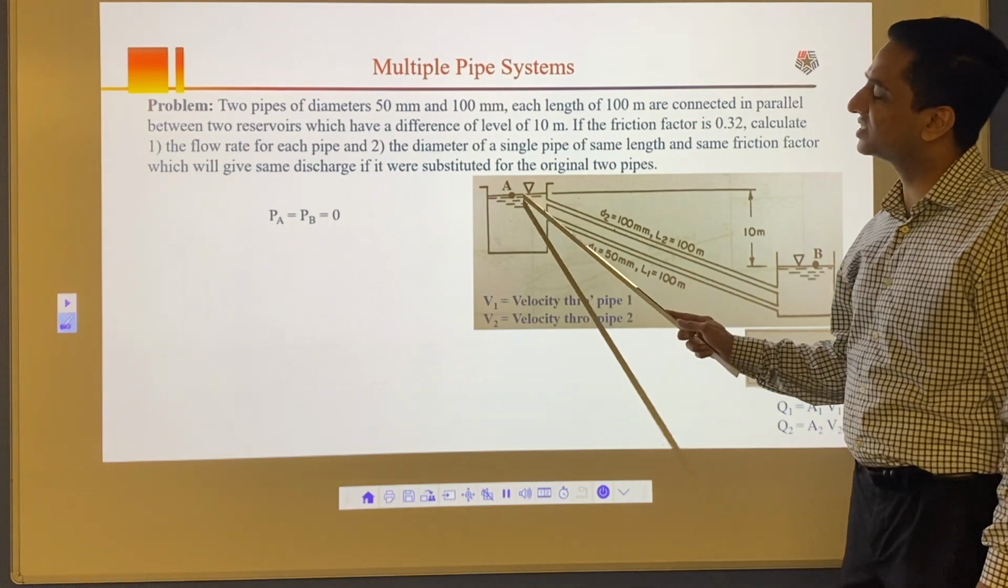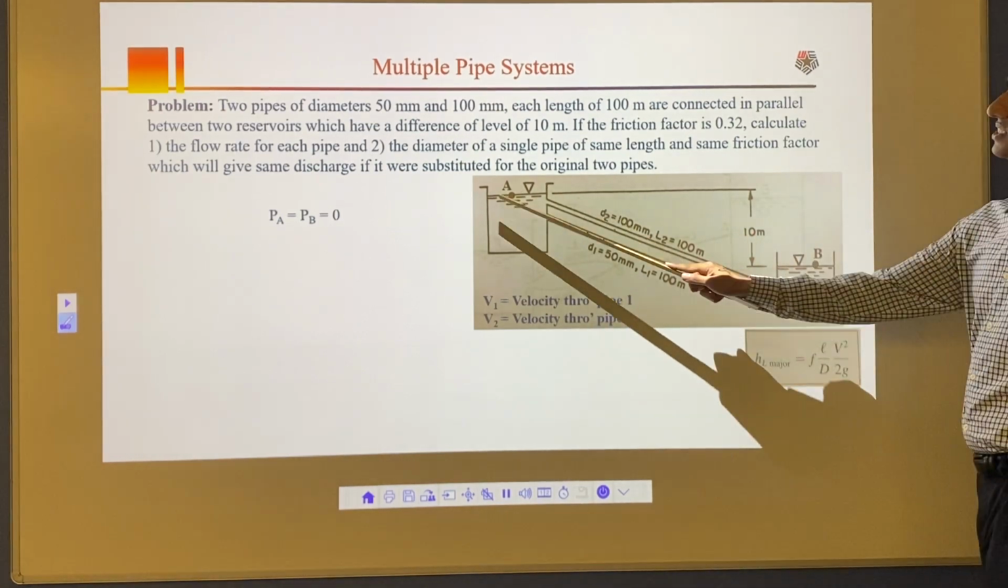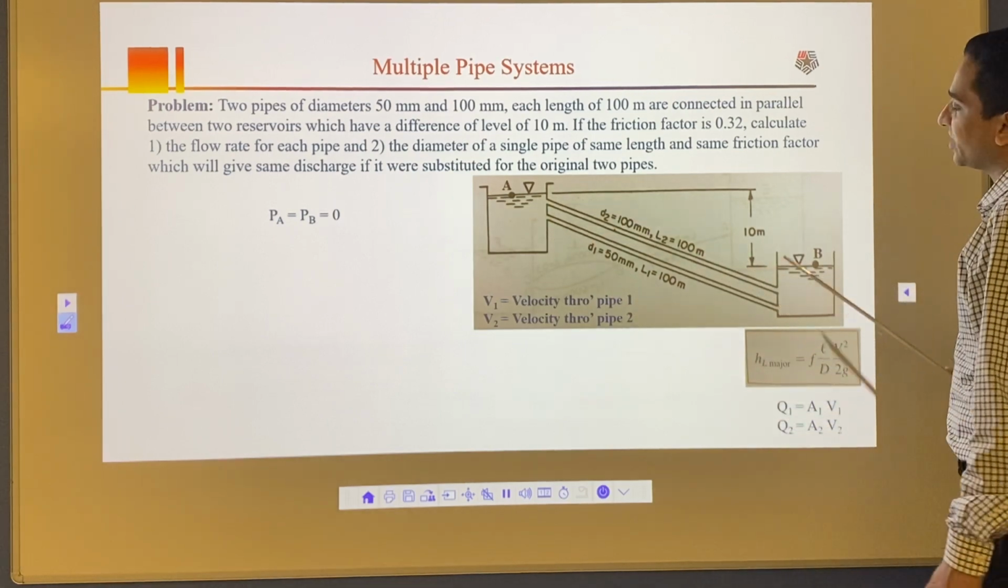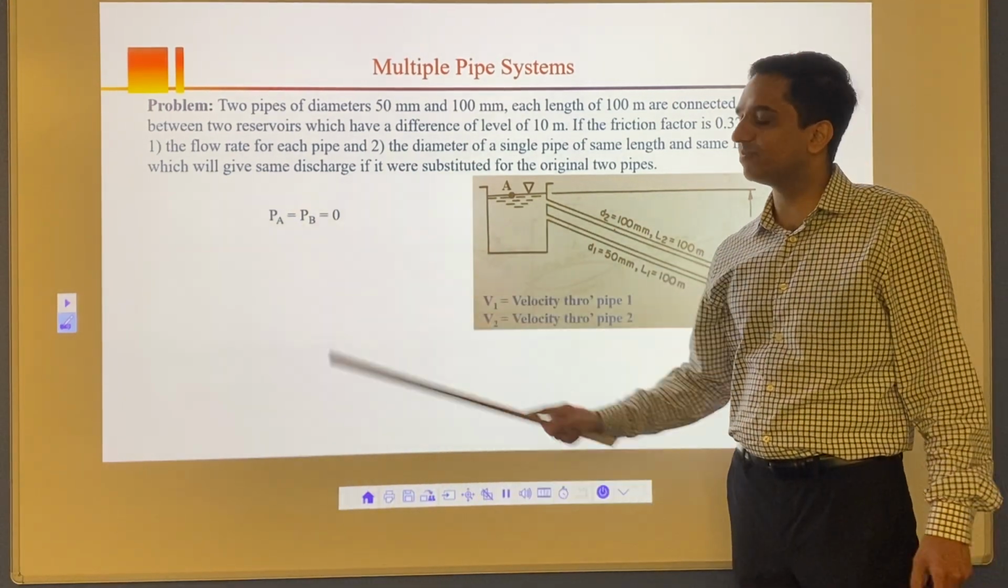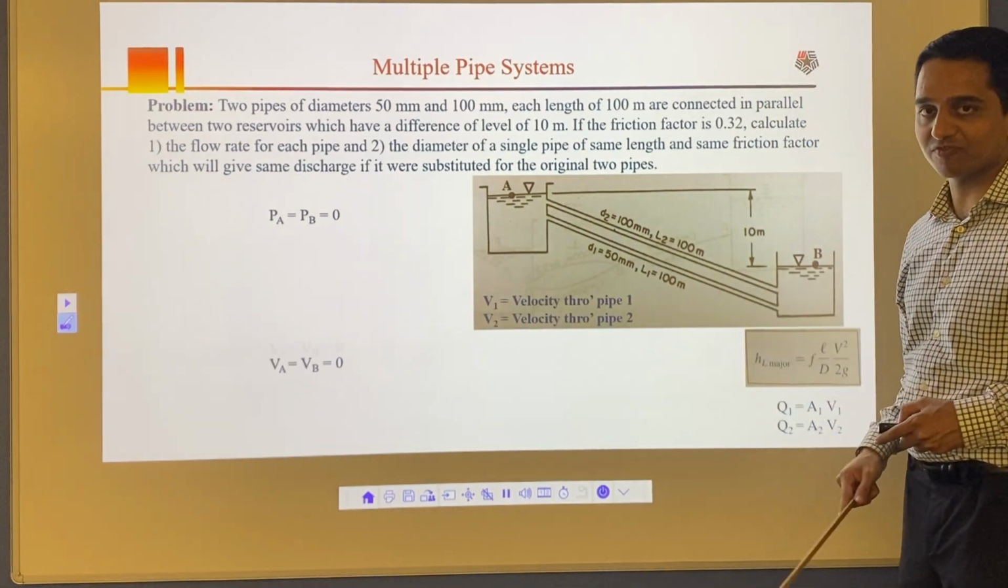First assumption we make, this triangle symbol means open to atmosphere. So here this is gauge pressure at A and gauge pressure at B is 0. So I am going to write down PA, PB is equal to 0. So that's the first assumption we will make when you deal with this kind of problem.